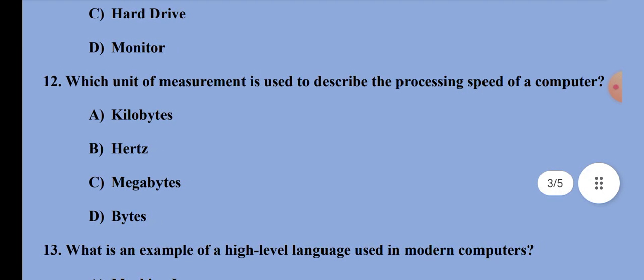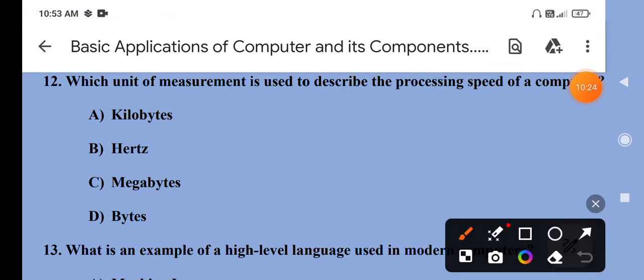Moving to our next question, question number 12. Which unit of measurement is used to describe the processing speed of computers? Option A, kilobytes. Option B, hertz. Option C, megabytes. Option D, bytes. The right option to this question is option B, that's hertz. Processing speed of computers is measured in hertz, which indicates the number of cycles per second a CPU can perform. So the right option is option B.